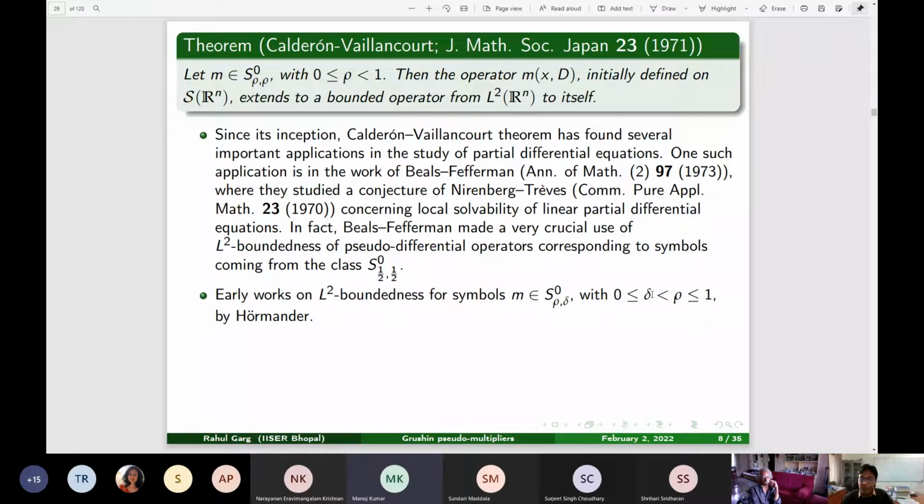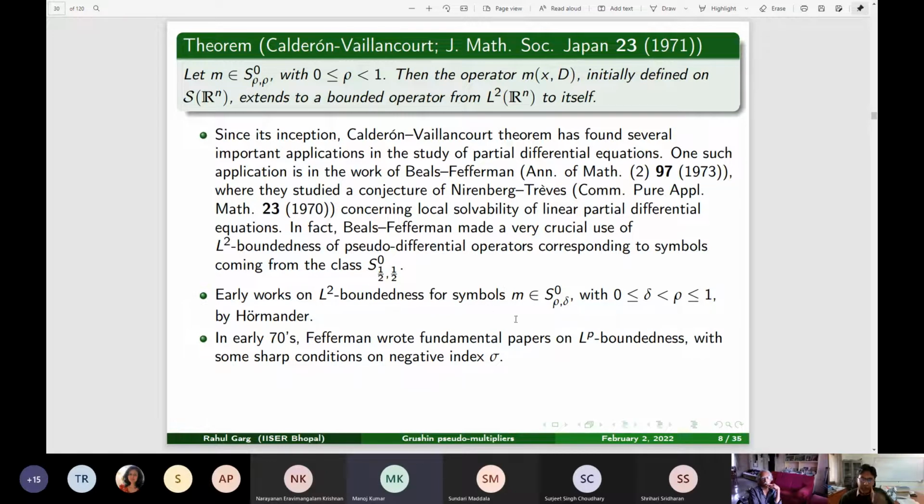Before moving further, this was known from the work of Hörmander that if you are working with S0 rho delta, and if your delta is less than rho, then L2 boundedness was known. So what was missing was when you allow delta to become rho. And that was rather important for application purposes.